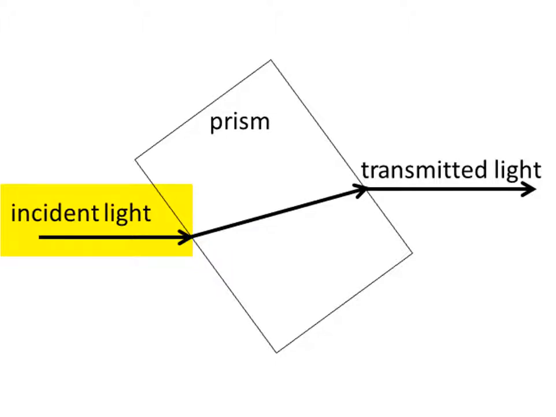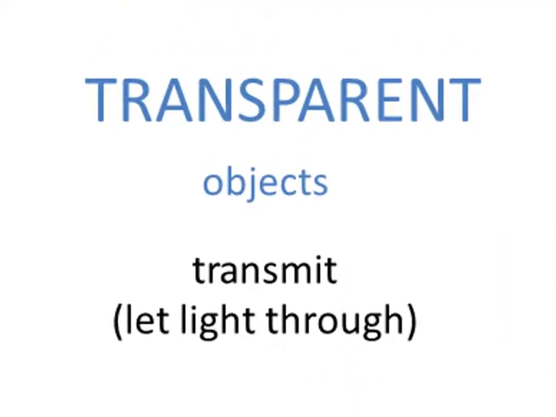The light that comes to the prism is called incident light. Incident simply means coming to. The word transmit means let through. So transparent objects transmit light. Trans means across or through. So transparent objects transmit light. They let light through them.